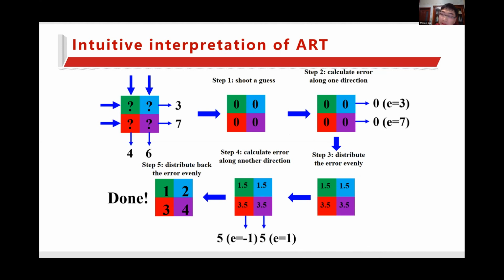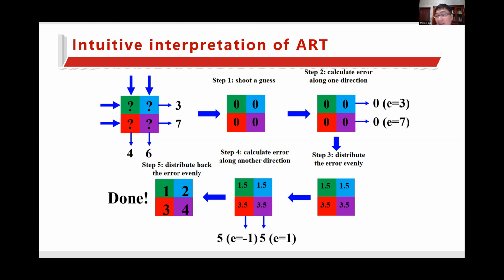So let me explain in a very intuitive way how to solve such an inversion problem. If we take a 2x2 example, we have 4 variables, and we know the projections along 2 directions, horizontal and vertical. The first step is to make a guess. It can be an arbitrary solution. So we guess 0, 0, 0, 0. Then we sum up along the horizontal direction to get the projection. You find that the projection does not agree with the real measurement, which is 3 and 7. So there is an error, which is 3 and 7.